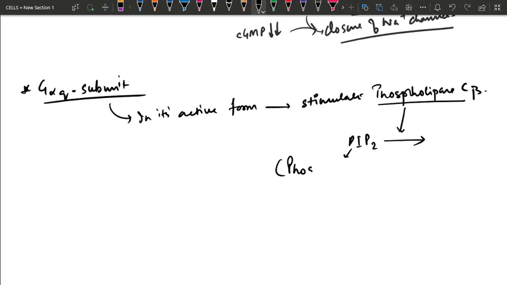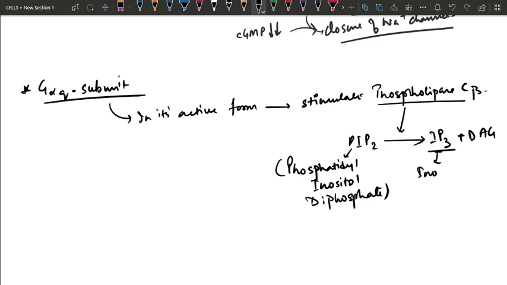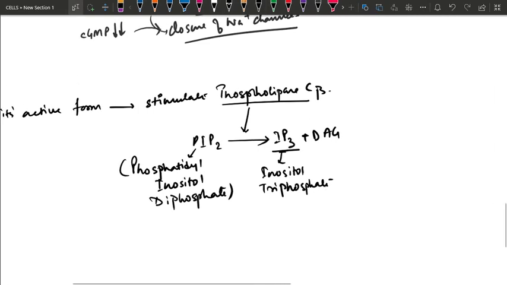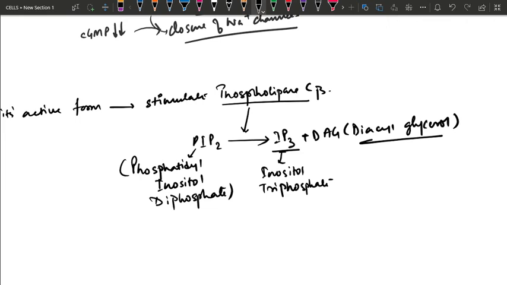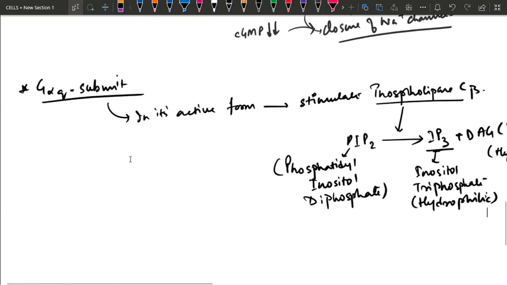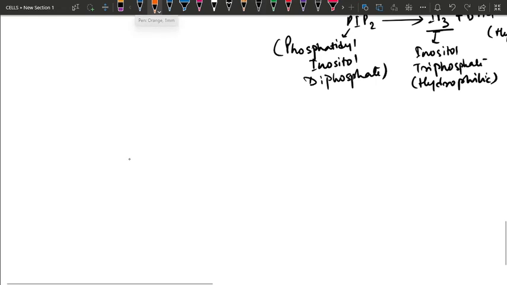PIP2 means phosphatidyl inositol diphosphate, which is broken down to IP3, inositol triphosphate, and DAG. DAG means diacylglycerol. These things are very important. Diacylglycerol is hydrophobic, whereas inositol triphosphate is hydrophilic. We will see that in the diagram, so let's draw the diagram and you will understand.